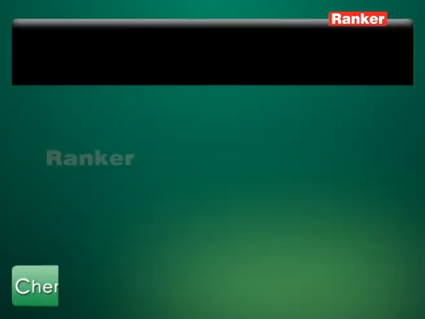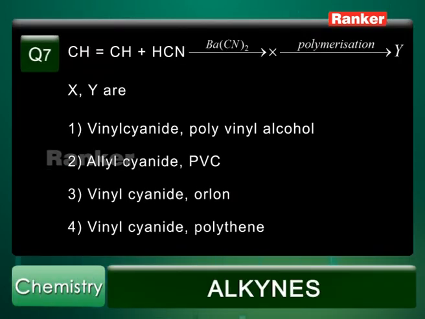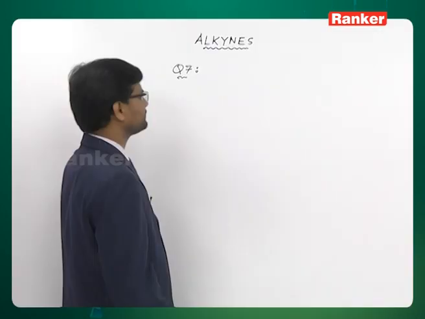Question number 7. Ethyne is treated with HCN in presence of barium cyanide, and then the product formed, X, is subjected to polymerization, and we have to find out X and Y. The first option is vinyl cyanide and polyvinyl alcohol. Second option is allyl cyanide and PVC. PVC stands for polyvinyl chloride. Third option is vinyl cyanide and Orlon. Fourth option is vinyl cyanide and polythene. Let's try to find out.